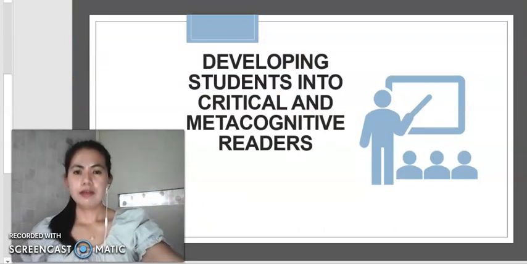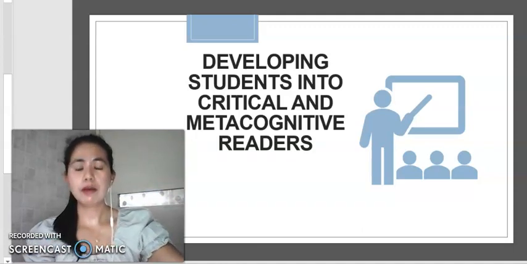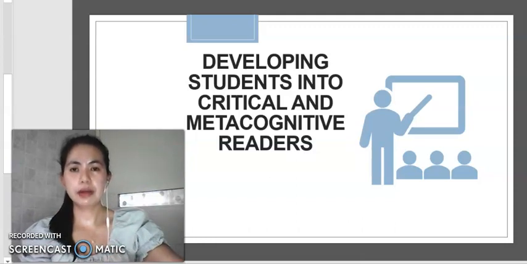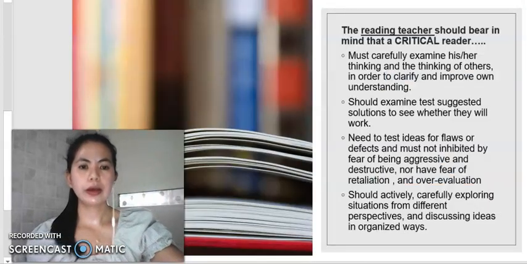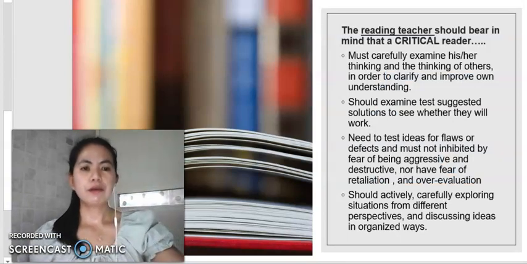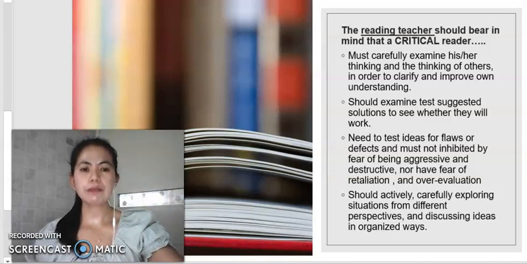Next is developing students into critical and metacognitive readers. There are some guidelines that a reading teacher must follow. The reading teacher should bear in mind that a critical reader must carefully examine his or her thinking and the thinking of others in order to clarify and improve their own understanding.